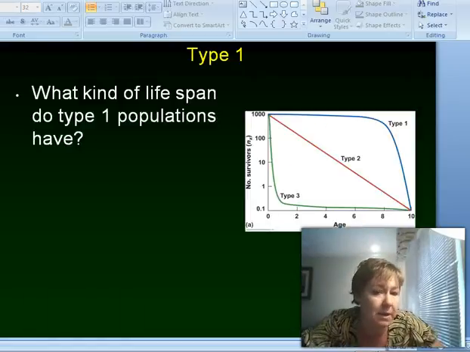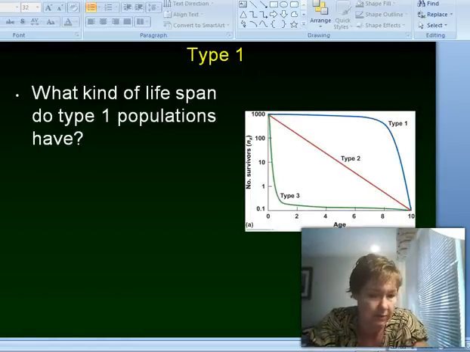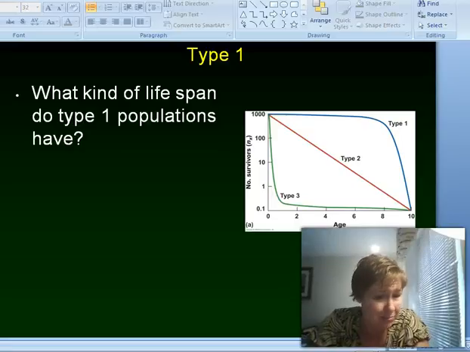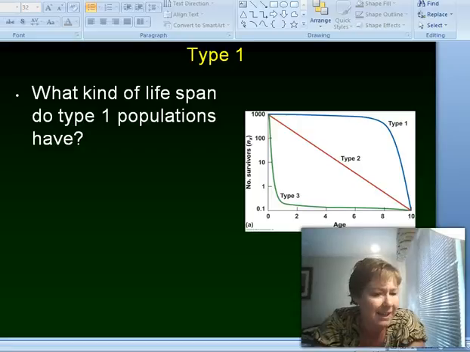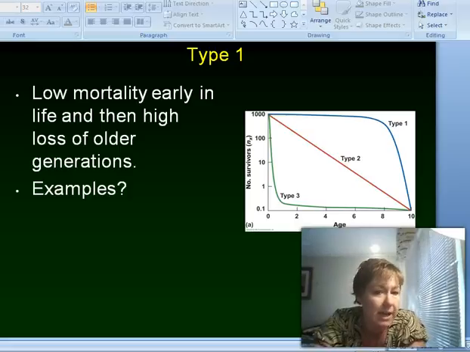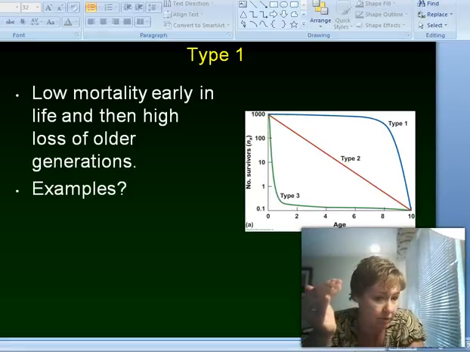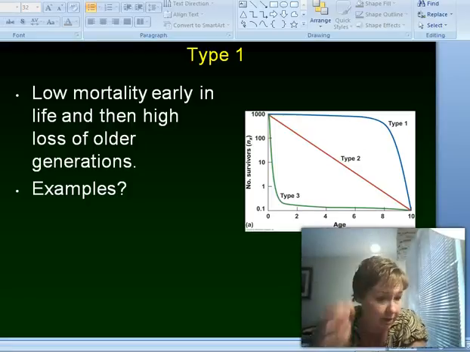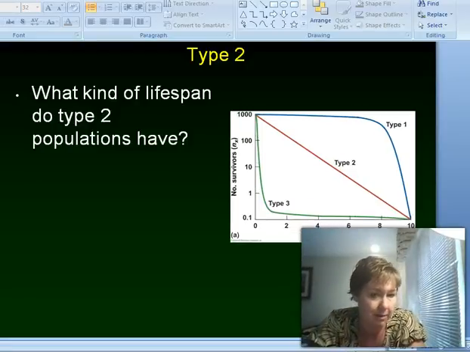What kind of lifespan does population 1 have? Let's think about what that looks like. That seems humanish to me. There's not a high rate of infant mortality, and once you make it, childhood is not that horrible. You're probably going to make it, and then you're going to die off at old age. Lower mortality early in life, and then you get high loss in older generations. So at some point you are going to die. You can't live forever. Examples would be humans. We'll look at some other examples.